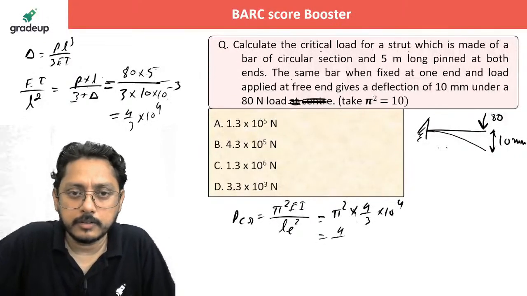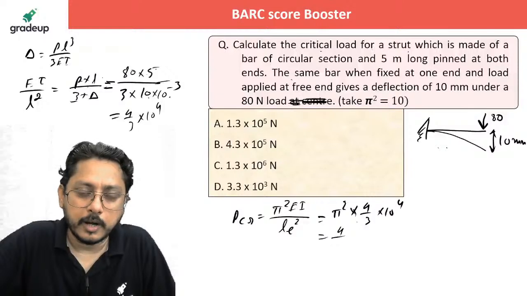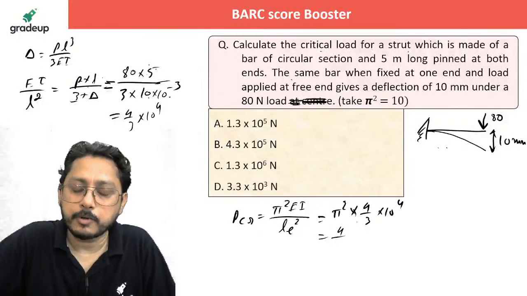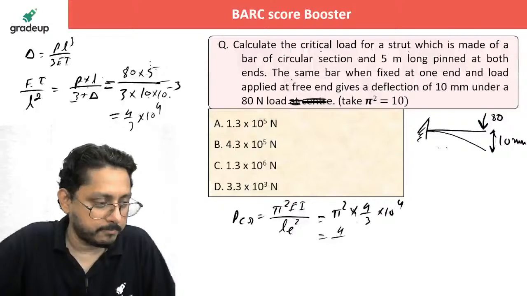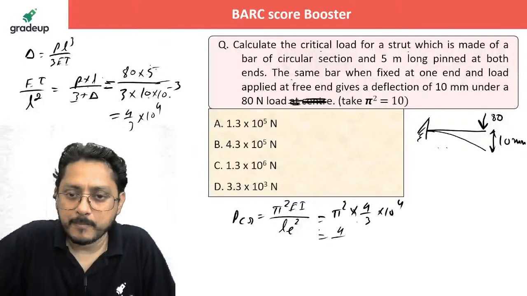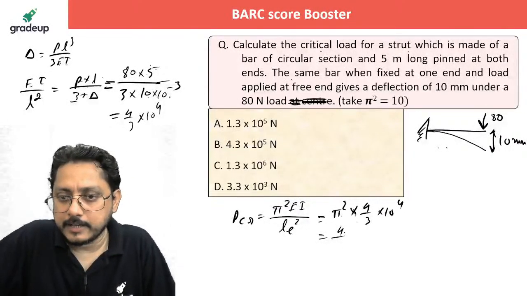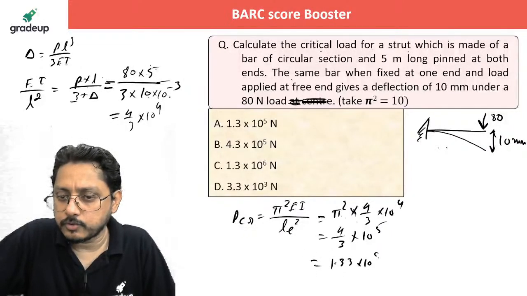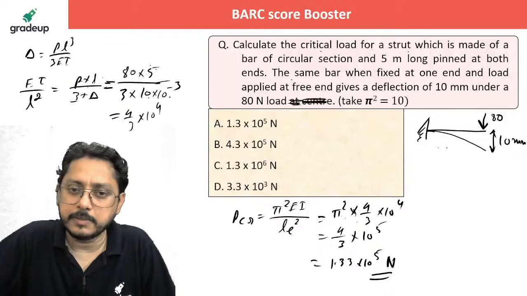Look, 10 power minus 2, 8 by 40, so 400, 4 into 10 power 2, 10 power minus 2 and 2 will become 4. Then pi square is 10 here, and 10 and 10 raised to 4, it will become 10 raised to 5. So 4 by 3 into 10 raised to 5. So 1.33 into 10 raised to 5 Newton. That is the P critical.